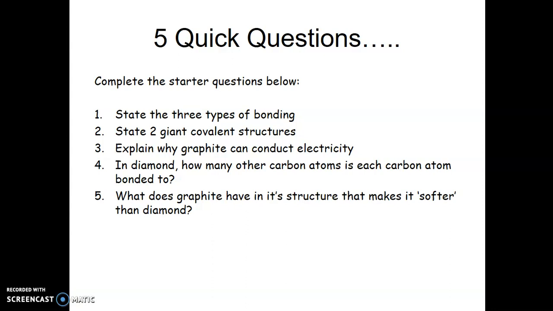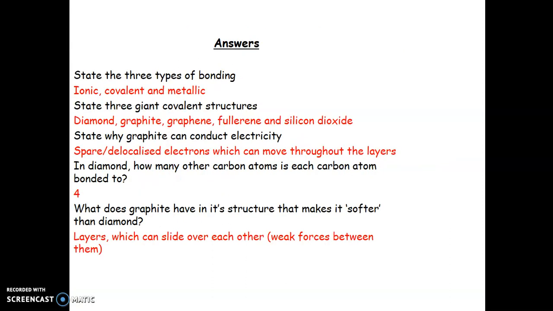Number 3, why can graphite conduct electricity? So there's a slide with the answers here. Because it has spare or delocalized electrons moving throughout the layers, which can carry electrical charge. Number 4, in diamond, how many other carbon atoms is each carbon atom bonded to? Bonded to 4 other carbon atoms. And number 5, what does graphite have in its structure that makes it softer than diamond? And the answer to that is it has layers.